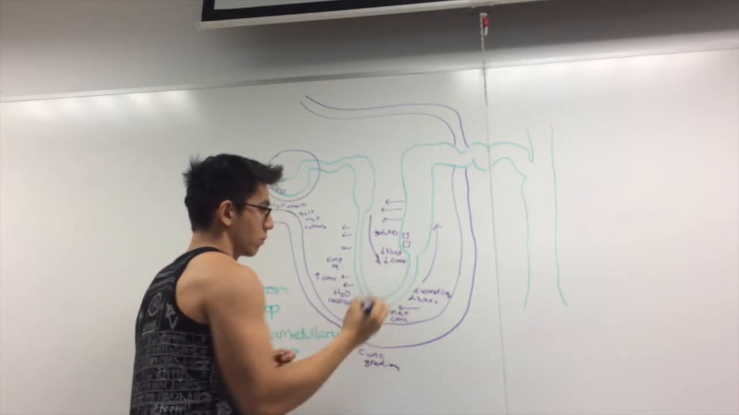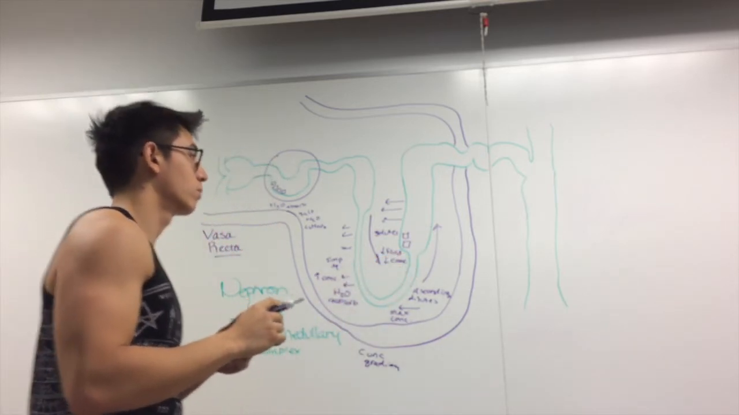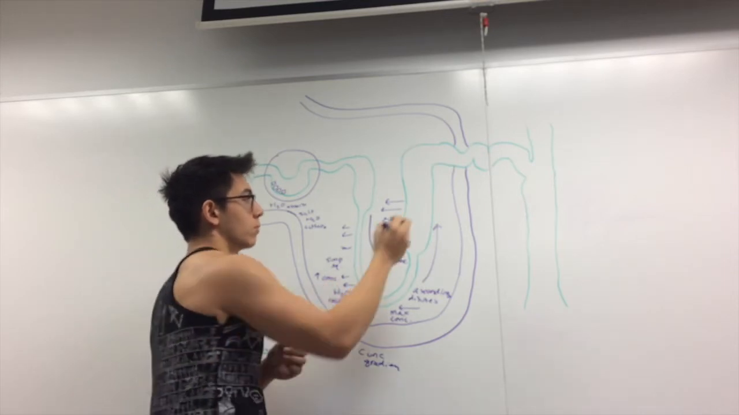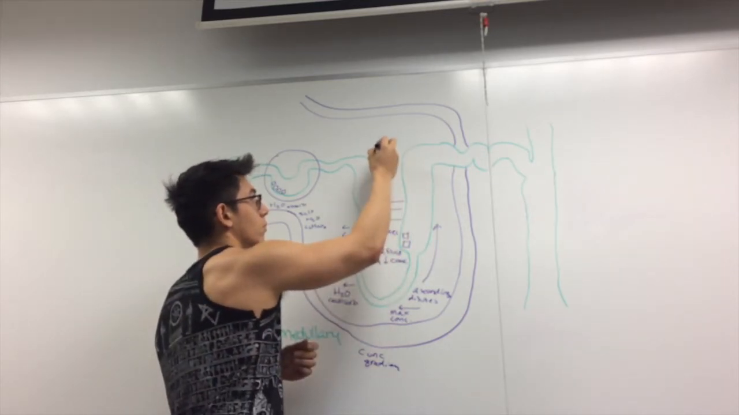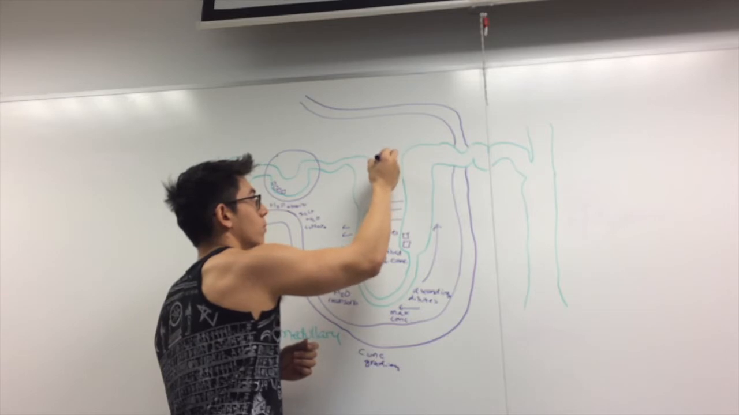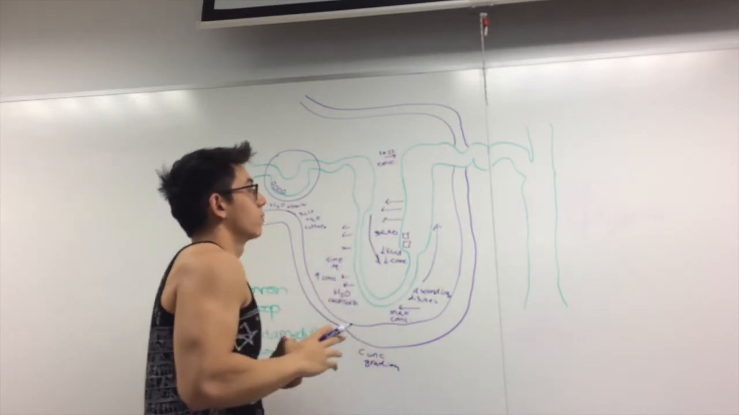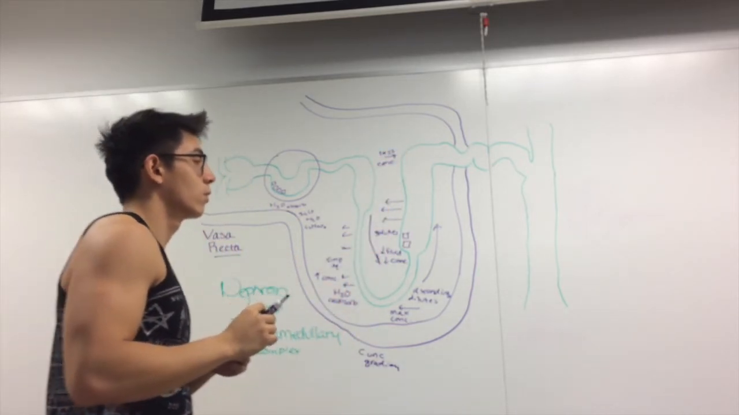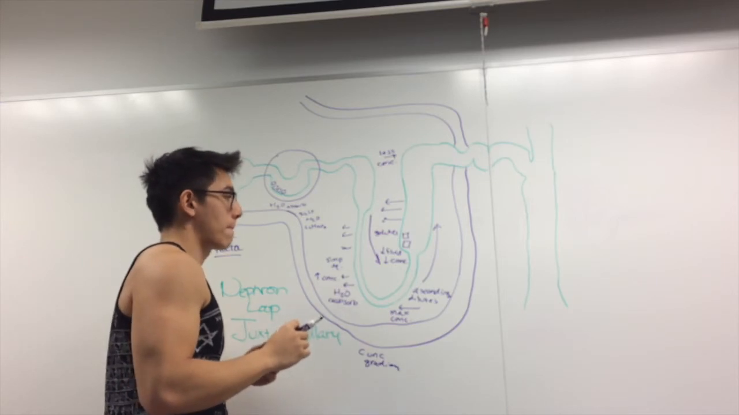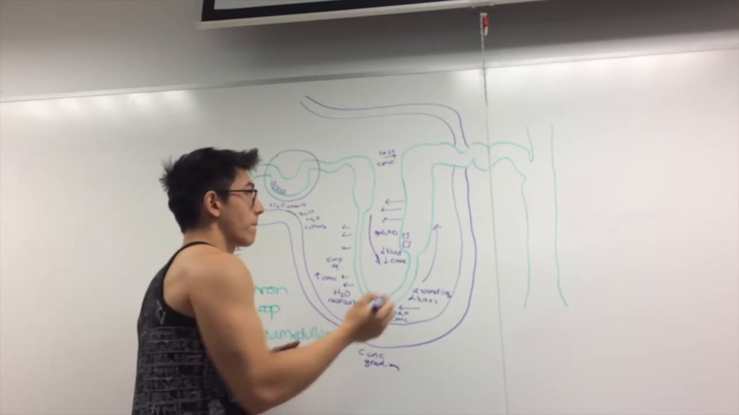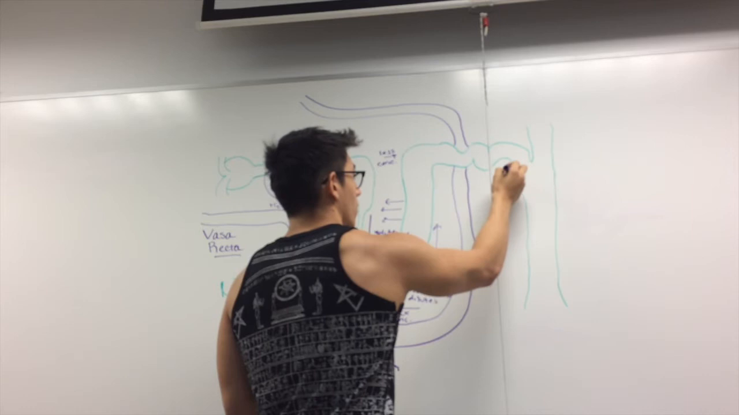The loop of Henle continues to become less concentrated by solutes as you move up towards the distal convoluted tubule, eventually becoming hypoosmotic to the interstitial fluid at the top of the ascending limb. Next is the distal convoluted tubule. The DCT is responsible for the reabsorption of water and homeostatic processes.